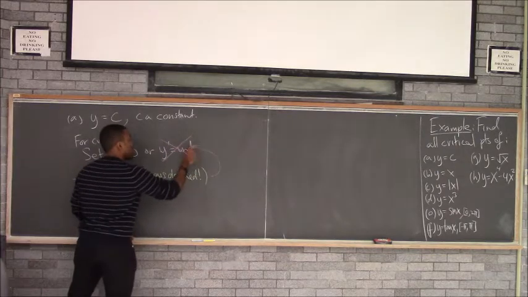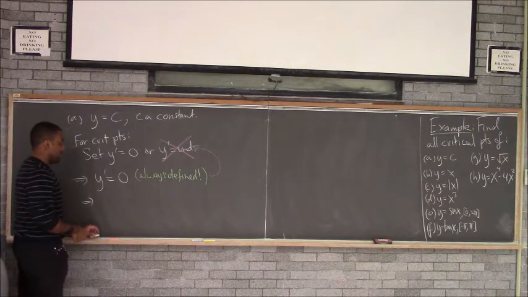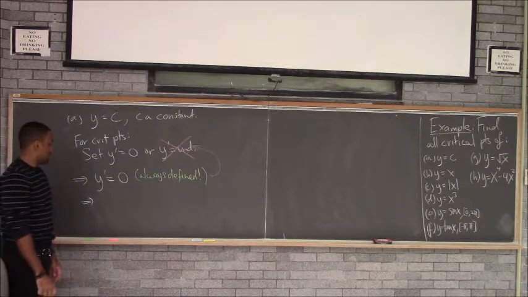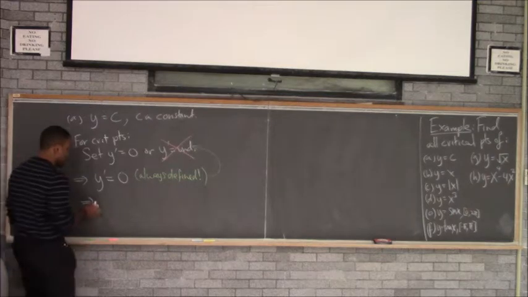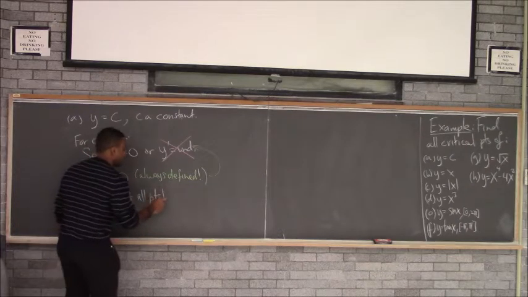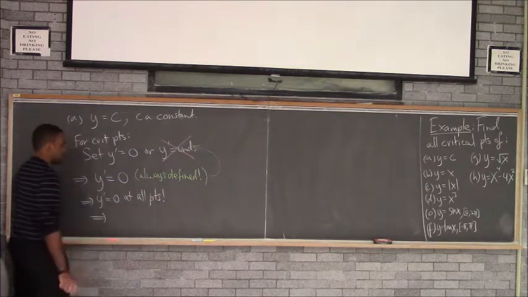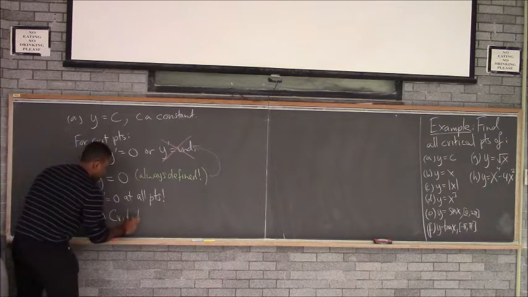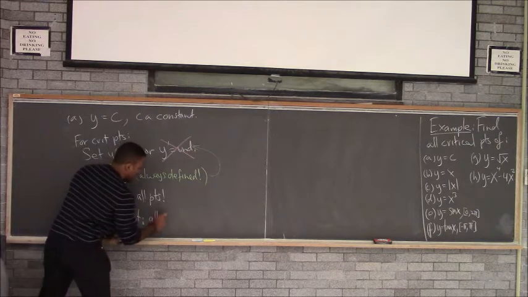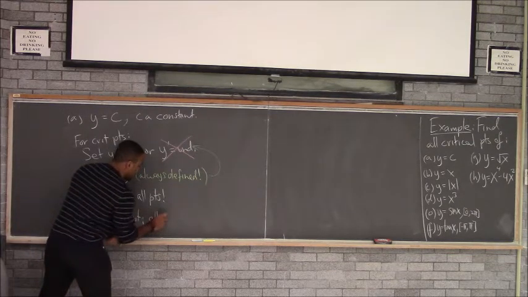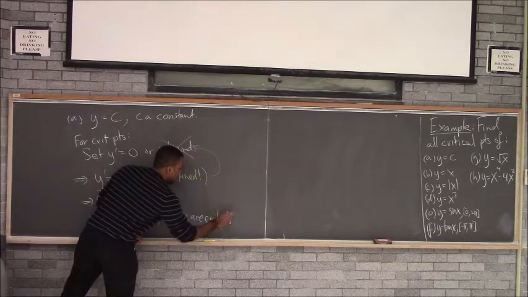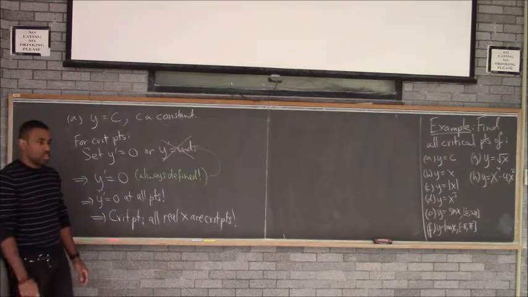And that's what tells me that I don't have to worry about that case. Secondly, if y prime is 0, at what points is y prime 0? This means y prime is 0 at all points. What does that tell you about the critical points of this function? All x, all real x are critical points. Right? Every single point in this function is a critical point.